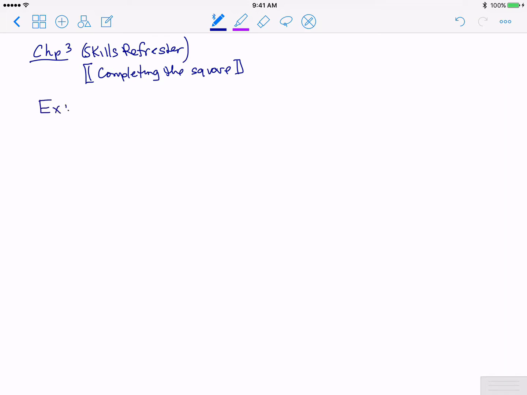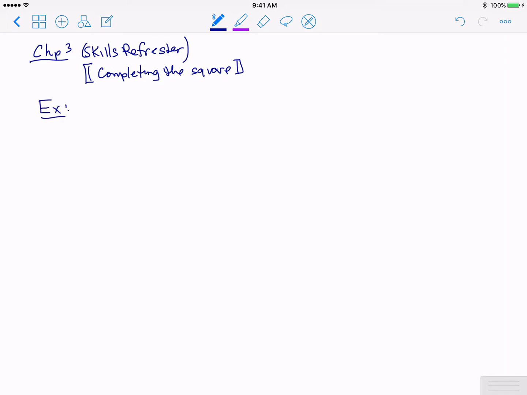This is a video related to Chapter 3 skills refresher problems. This specific skills refresher that we'll look at in this video is related to completing the square. I'll do one example in this video which demonstrates this process of completing the square.